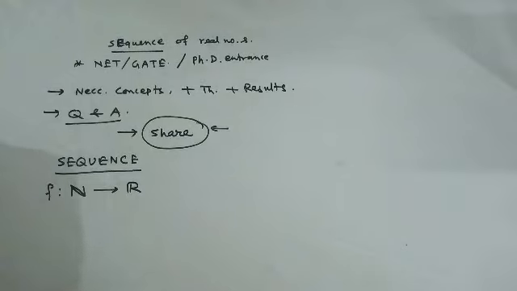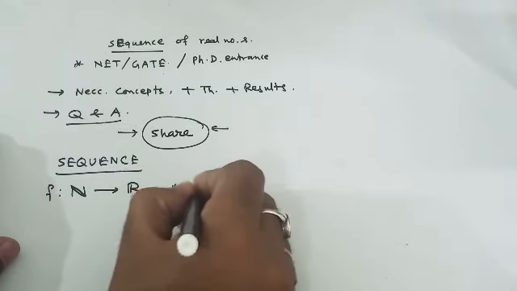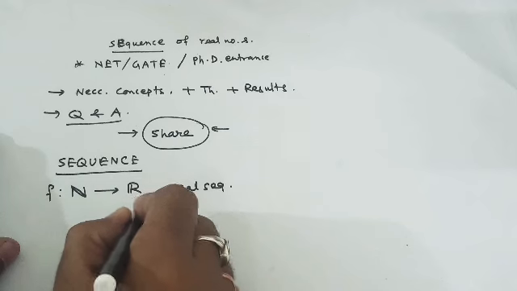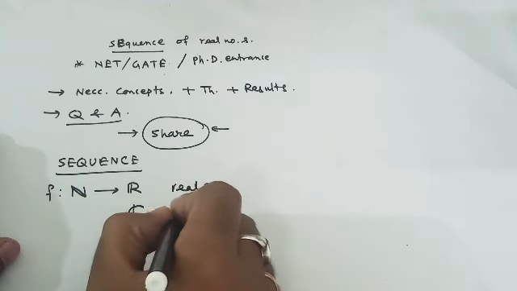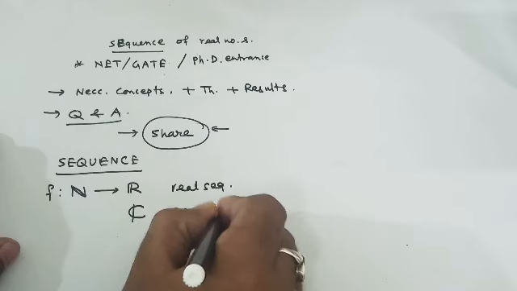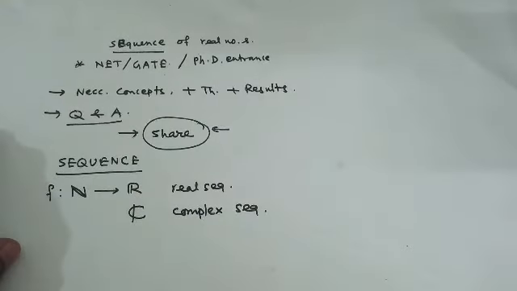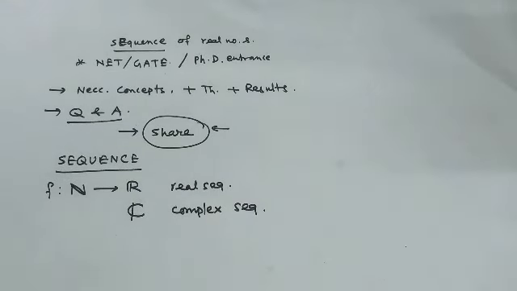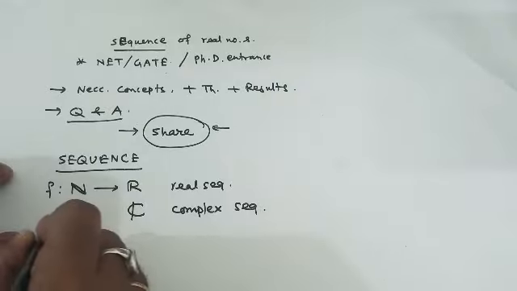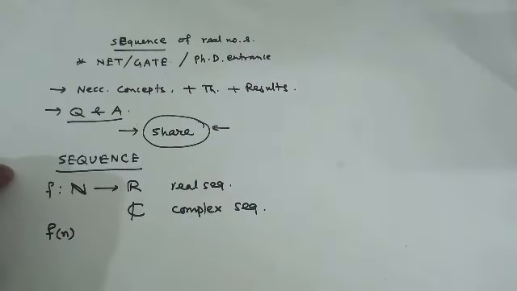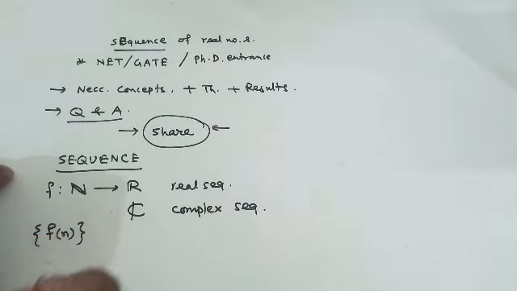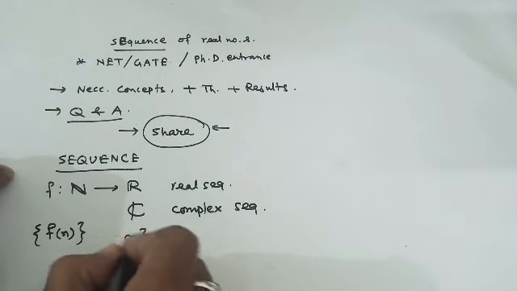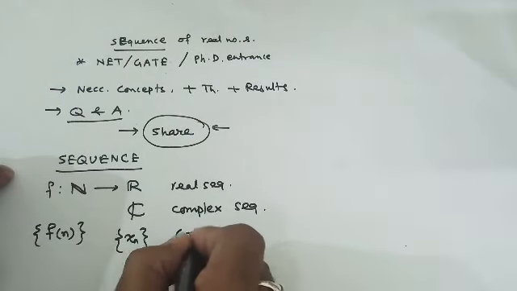In case of a complex sequence, or sequence of complex numbers, you have the codomain as C, that is the set of all complex numbers. This is the basic notion. Sometimes we denote this sequence by fn or curly bracket fn, or xn, curly bracket xn, or like this way.